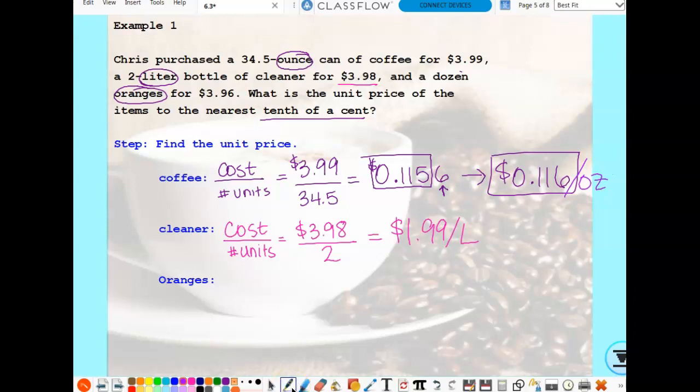All right, and for the oranges, we'll write that one in orange. Again, we're going to take the cost divided by the number of units. So the cost for the oranges is $3.96, and they're being measured per orange, so that is our unit, and the number of units that we have is a dozen. And remember, a dozen means 12. So we're taking $3.96 and we're going to divide it by 12. So that is 33 cents per orange.